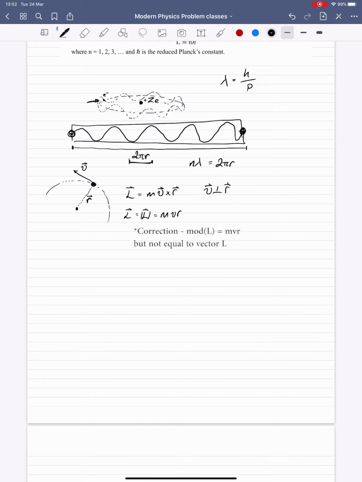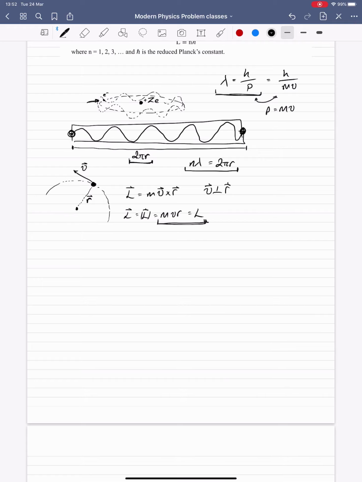So that's what we want. Let's just call it L, this relationship here. Combining all of that together, we have L is equal to mvr, n lambda is equal to 2 pi r, and lambda is equal to h divided by p, where we can just say lambda is h over mv, where we've used our classical momentum relation, p is equal to mv.